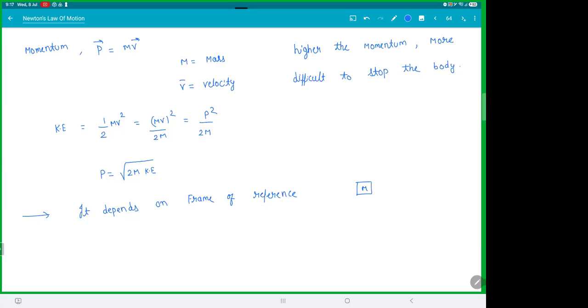So if a body is going with velocity v, if a person is standing here at rest, and if a person is going with speed v, this guy will say momentum is m into u. This guy will say momentum is m into u minus v. So depending on who is seeing it, the momentum will change. The momentum depends on your frame of reference. This is the momentum as seen by A, this is the momentum as seen by B. All clear with this? So that's your momentum.